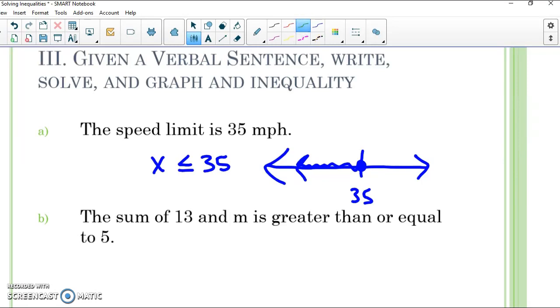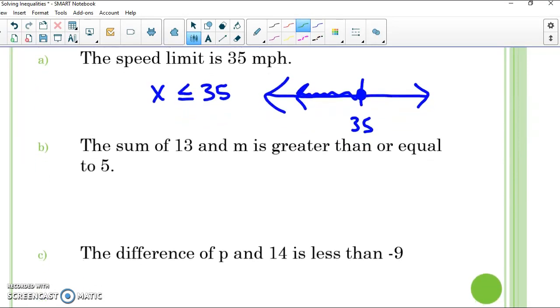On part B, the sum of 13 and m is greater than or equal to 5. So the first thing I see is sum, so I automatically know that I'm adding, and the two numbers I'm adding are 13 and m. So 13 plus m is greater than or equal to 5. So in this case, I've written an inequality that I will need to solve now. So to get m by itself, I'm going to subtract 13 from both sides.